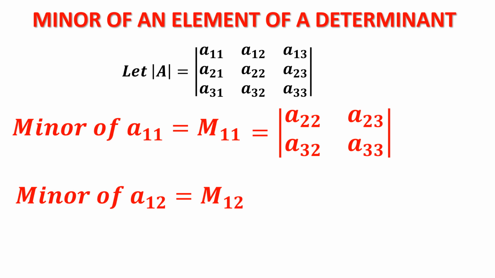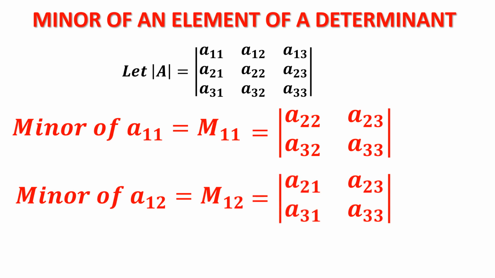How to get M12? Remove the first row and the second column like this. Now what is the 2 cross 2 determinant you got? It is A21, A23, A31, A33. Now how to get the minor of A13?